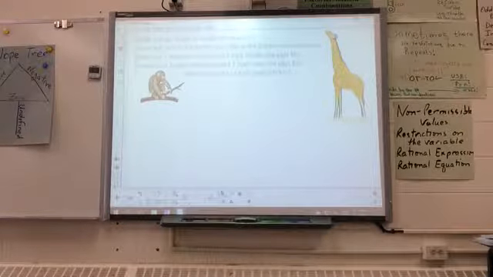Now, I need 2 equations here. What's the first equation? 5 admission tickets and 3 train tickets. So, I need 2 equations here.